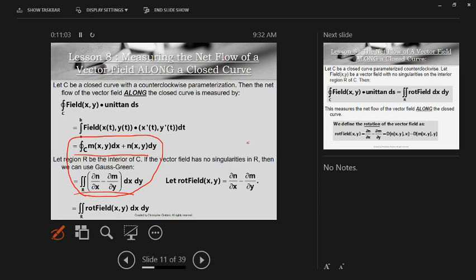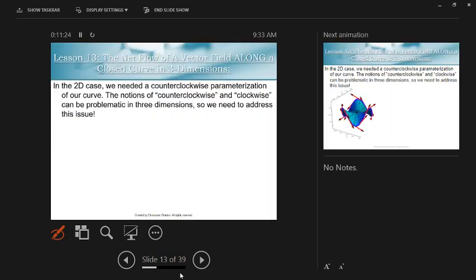The two challenges we're going to have to handle is we want to be able to use words like clockwise, counterclockwise. How do we generalize those to three-dimensional space? And remember that in two-dimensional space, we were double integrating the rotation of the vector field. Well, what does rotation mean when you're in three-dimensional space? Once we have those taken care of, we should be good to go. Let's take care of clockwise, counterclockwise first.